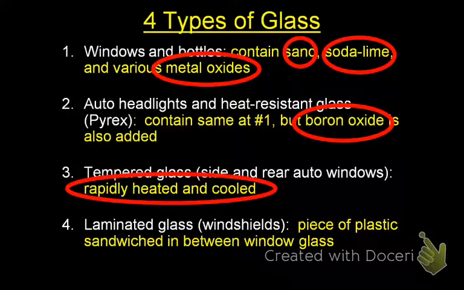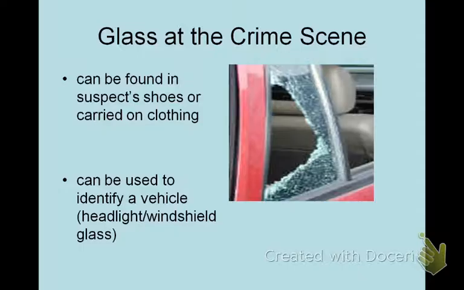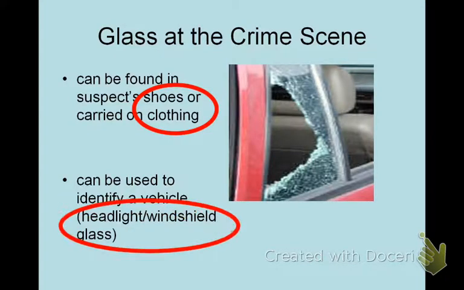And then finally we have laminated glass, which is what's found in car windshields. There's a piece of plastic that's sandwiched in between that window glass. If we're looking at glass at the crime scene, we can find it in shoes or carried on the clothing. And this glass can be used to identify a vehicle, to match it up to a particular vehicle if it's questionable whether or not a vehicle was at a particular crime scene.